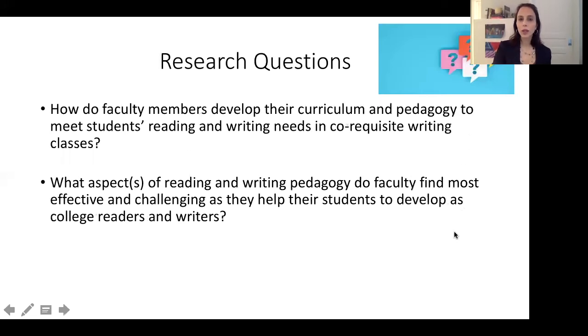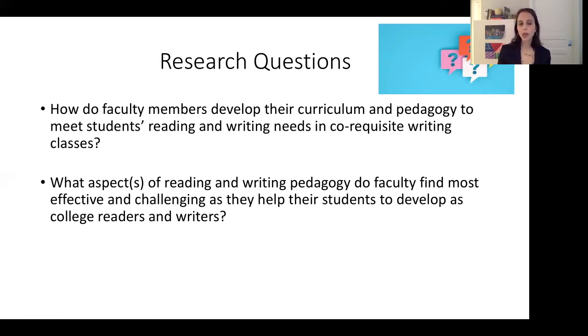So for this particular study that I'm going to present today, there's two research questions that we focused on, my colleague Sharon Avni and I. And the first one was, how do faculty members develop their curriculum and pedagogy to meet students' reading and writing needs in co-requisite writing classes?